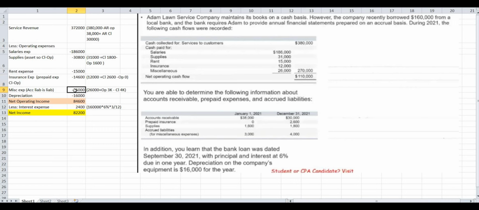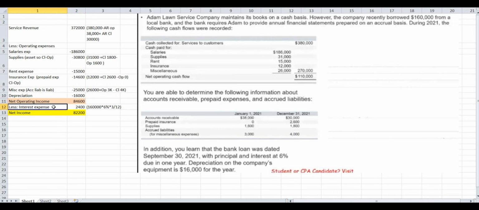Then we have miscellaneous expense, which is 26,000. It has an adjustment, it's an accrued liability, so it's a liability. We need to add opening less closing. We added 3,000, less we deducted 4,000. It stands at 25,000. Then we have depreciation 16,000. Net operating income, deducting all the operating expenses from service revenue, comes to 84,600.